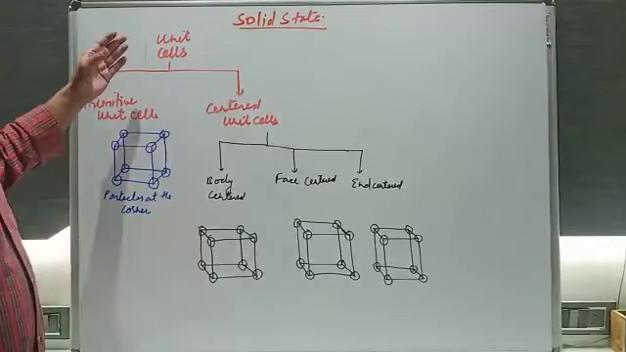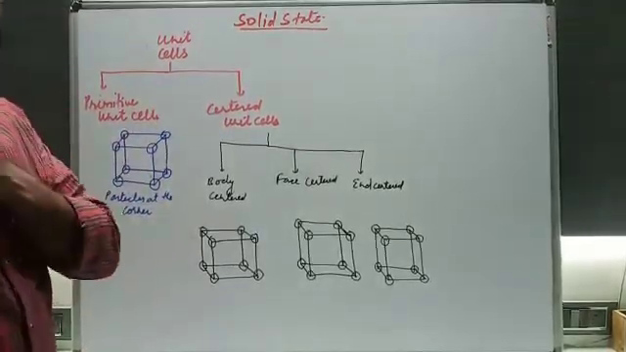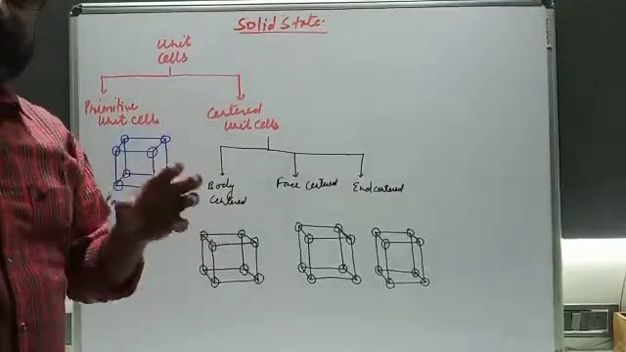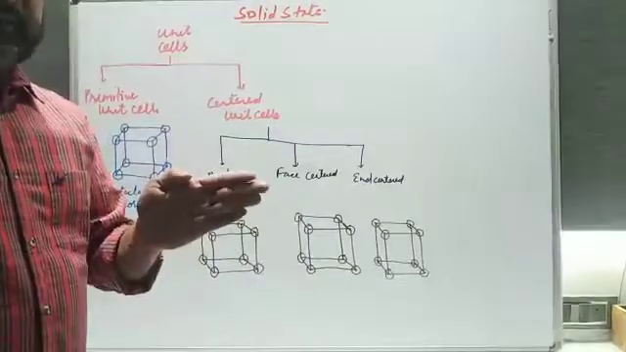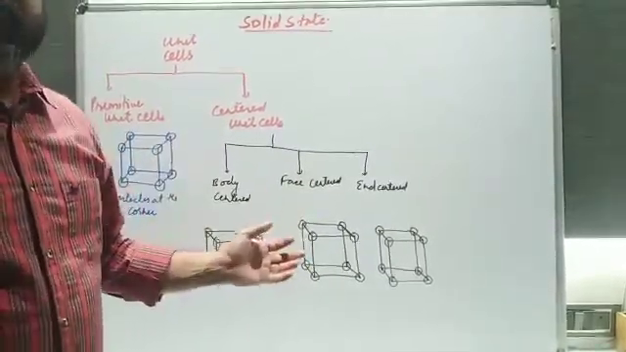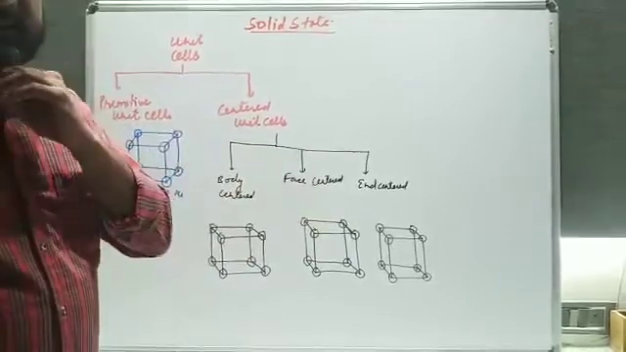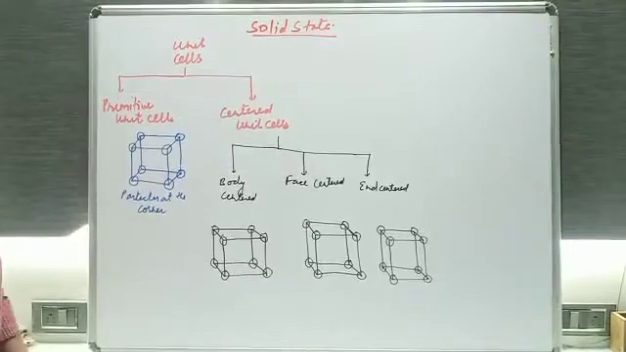Basically there are two types of unit cells. You people know what a unit cell is? A unit cell is the smallest unit of a lattice. If you break this unit cell, then the particles will get free from the bonding. Is it fine? So that is called your unit cell.